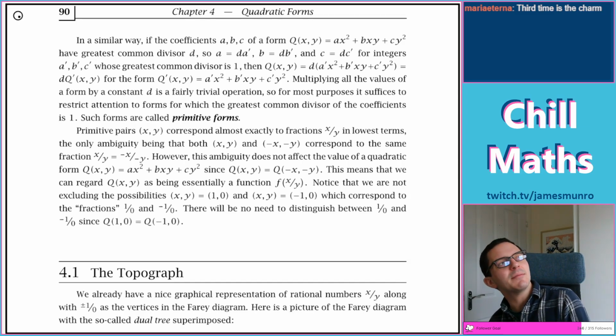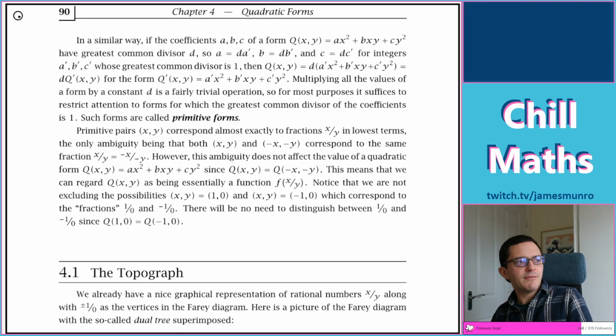Yeah, and you say, okay, please give me coprime numbers. When you write your fraction, use coprime numbers, and that gives us a value of the quadratic form. Yeah, fair enough. Okay. Please evaluate it for all coprime pairs of numbers. You can stack them as a fraction if you like.